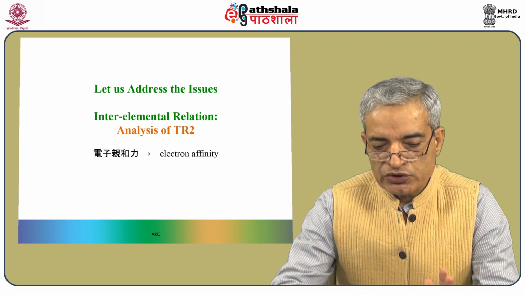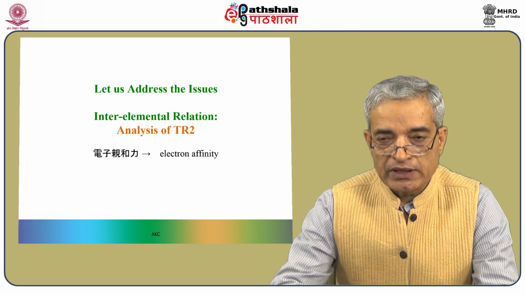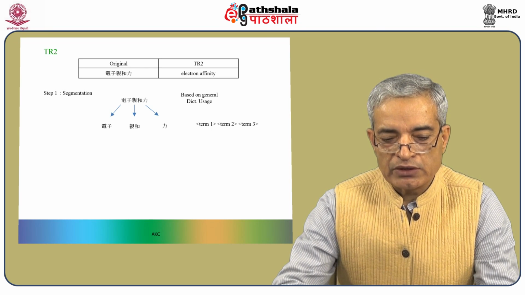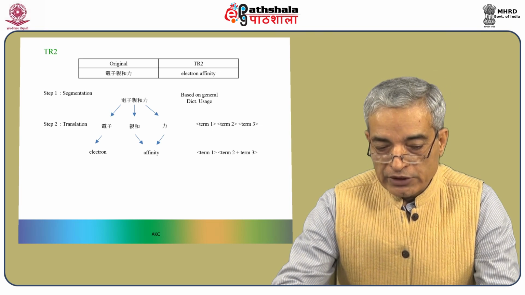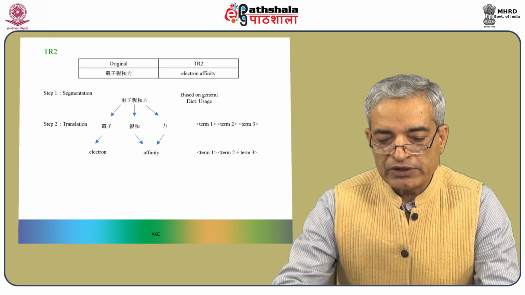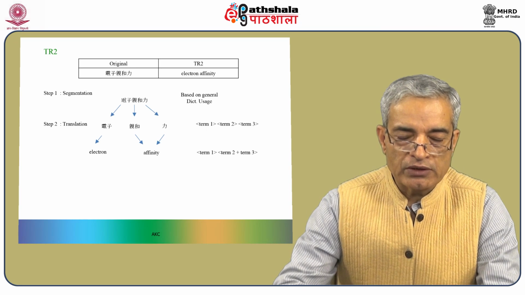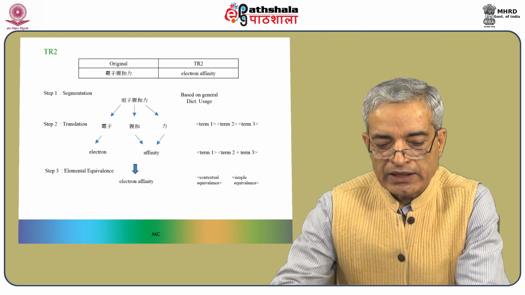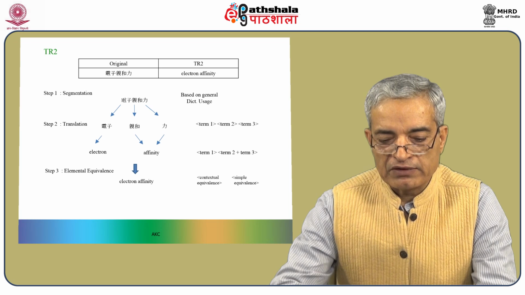Analysis of translation 2 would be, first is same as the one which was done in the case of translation 1. Simple equivalence, that is term 1 Denshi, term 2 Shinwa, and term 3 Chikara or Ryoku. Denshi is coming as electron and Shinwa plus Ryoku coming as affinity, that is term 1 is electron, and term 2 and term 3 are getting merged. Elemental equivalence is electron affinity, that is contextual equivalence plus simple equivalence.